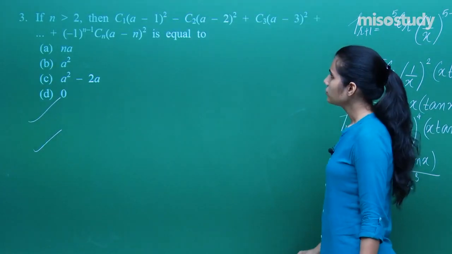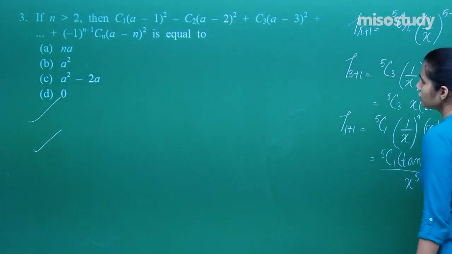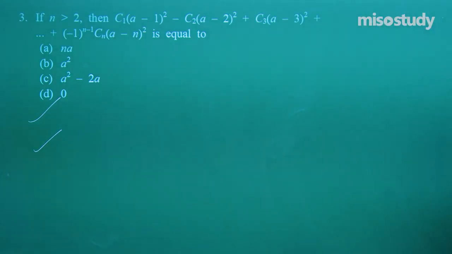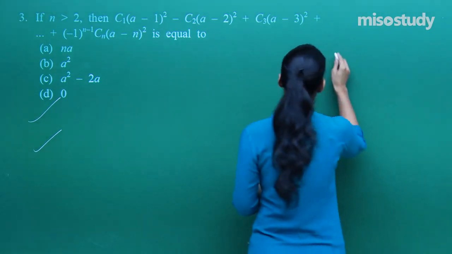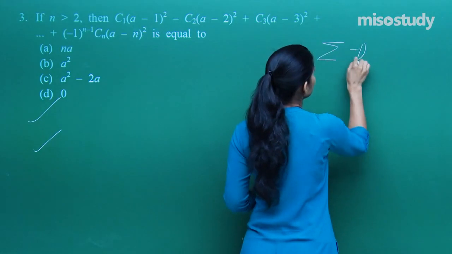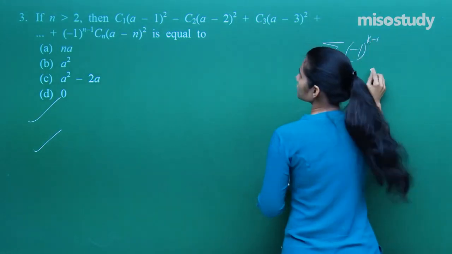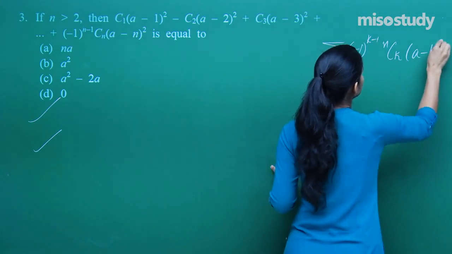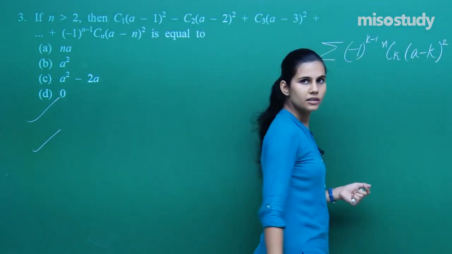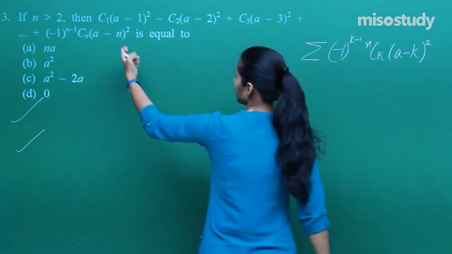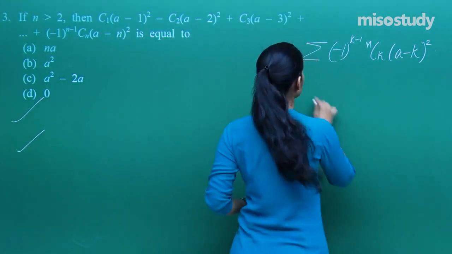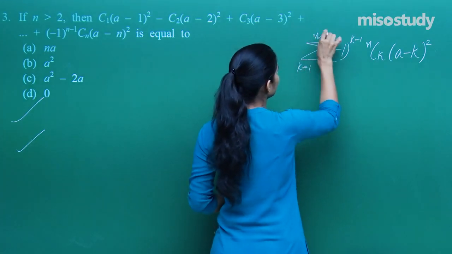Moving on to the next question, we have this expansion given to us. What is this equal to is the question. Now see, this is pretty simple to actually first of all decode how this can alternatively be written. I can write this as minus 1 to the power k minus 1 nck a minus k whole square, right? Because c1 is nothing but nc1, c2 is nothing but nc2, so I can write it as nck a minus k whole square. This k is running from 1 to n.